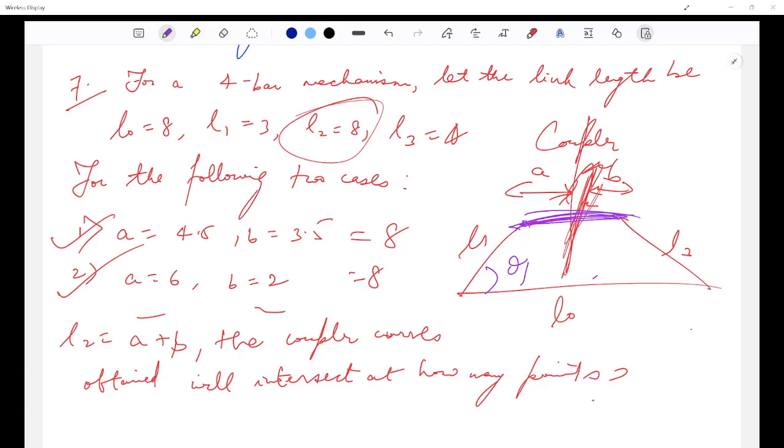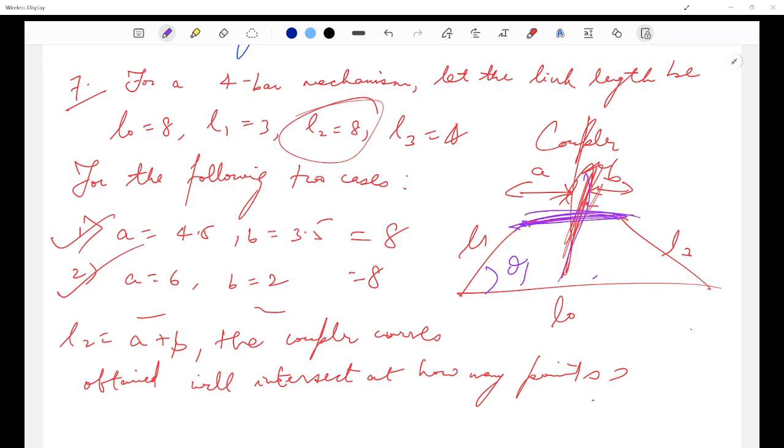So what changes when A and B change? The point on the coupler link changes. Same mechanism, same assembly modes, just different tracing points. So each case gives two curves, total 4 curves, but we are comparing just two cases. Now we compare the case 1 coupler curve with the case 2 coupler curve. Each case produces two branches.